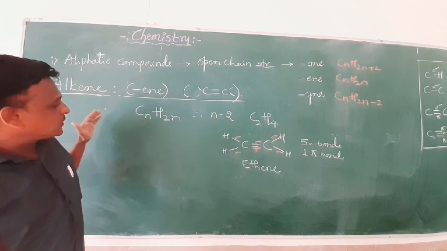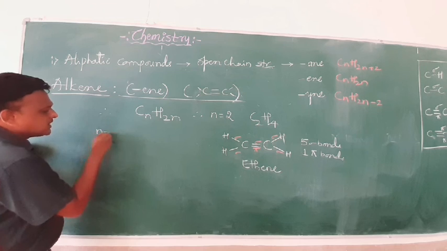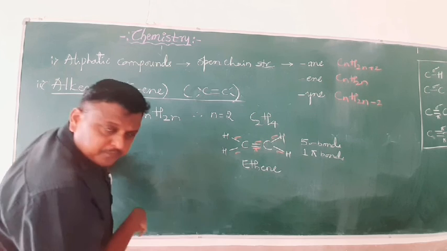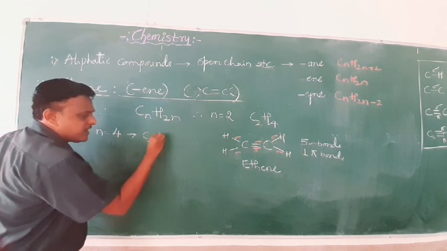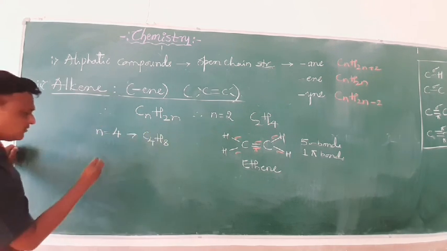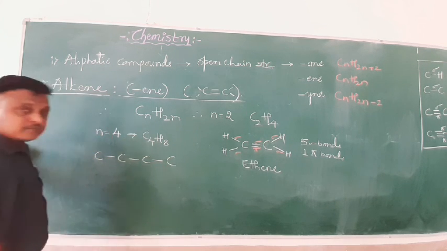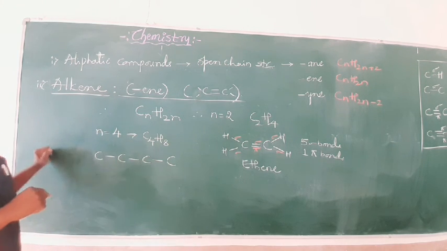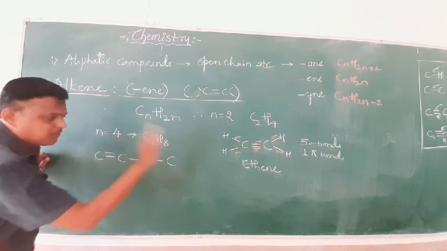You keep practicing with different examples. Suddenly we can increase the number. If you consider n equal to 4, the formula becomes C4H8. C4, 4 times 2 is 8. First you start numbering the carbons: 1, 2, 3, 4. Keep in mind, it's very important: we use only 1 double bond. Alkenes have one carbon-carbon double bond.